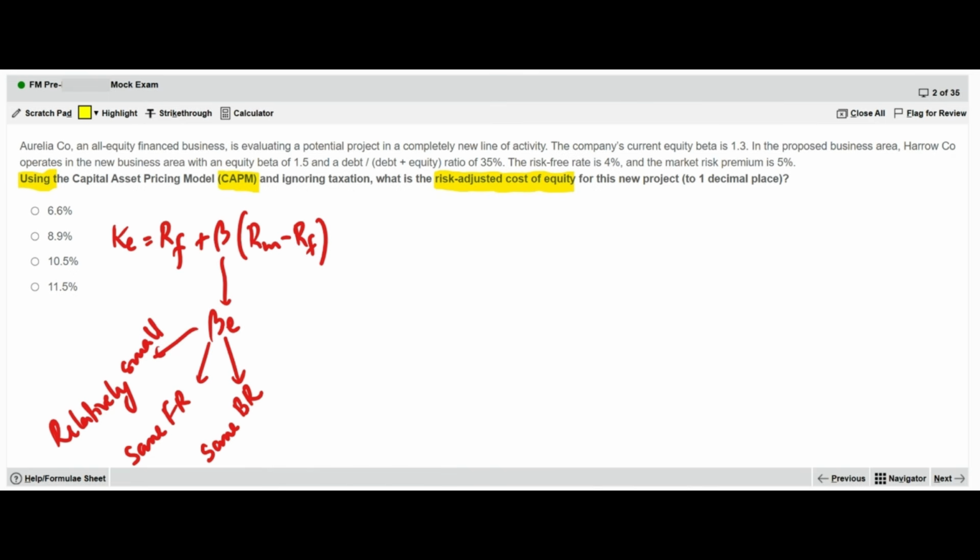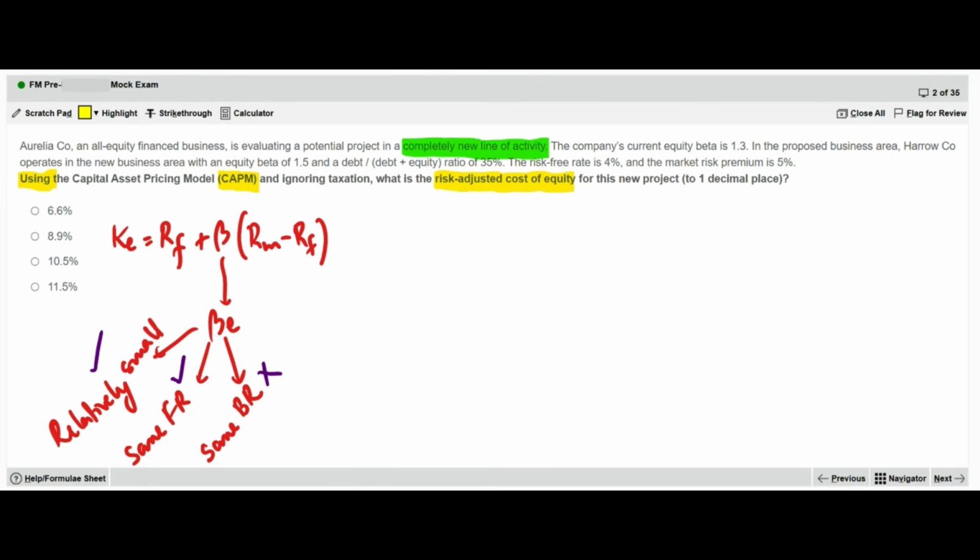Here in this question, when you go through the question, you can find out we are entering into a completely new line of activity. If you look at condition number one, it is relatively small, okay, could be okay. Same financial risk could be okay, but definitely the third one, it is not the same business risk. Why is it not the same business risk?